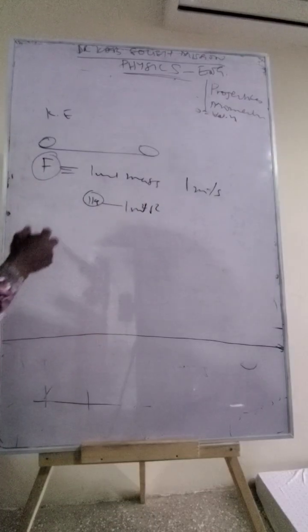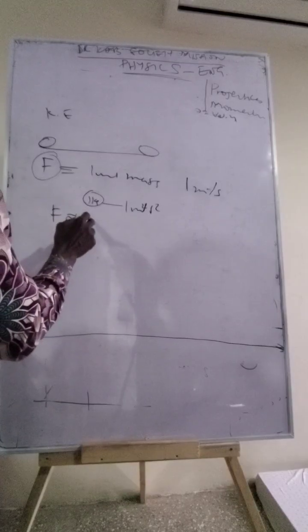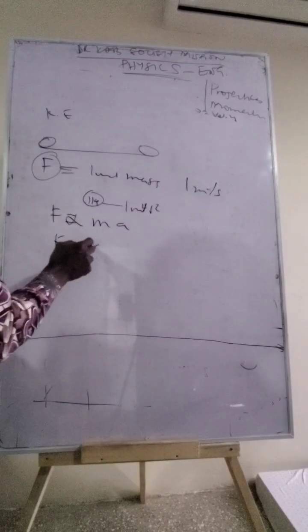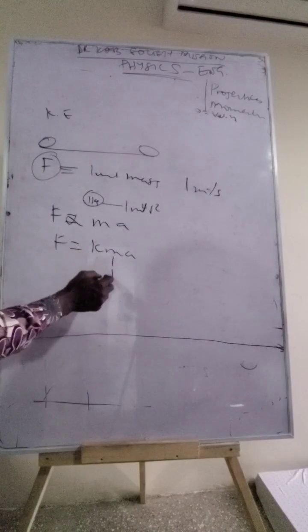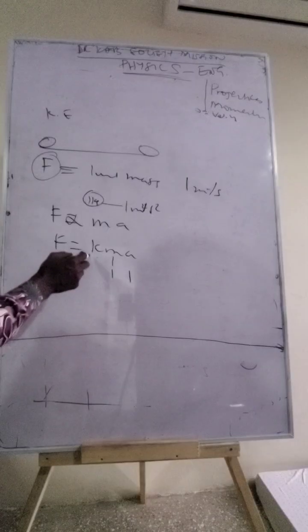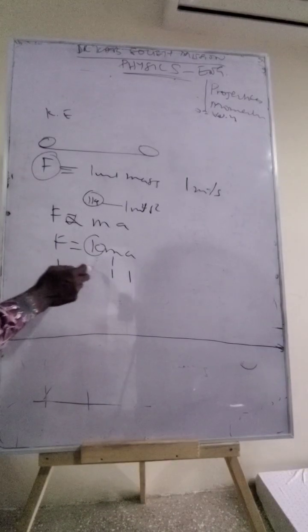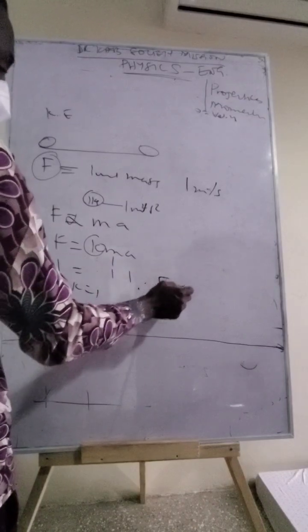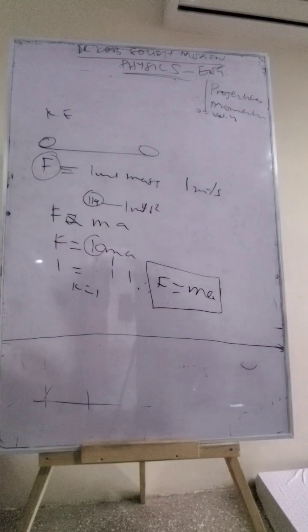Okay. So we see that force is going to be proportional to mass times acceleration, so force is equal to k m a. But because by definition it is 1 kg by 1, this constant k is equal to 1. And therefore, force will be equal to mass times acceleration. Right. So that is what we have.